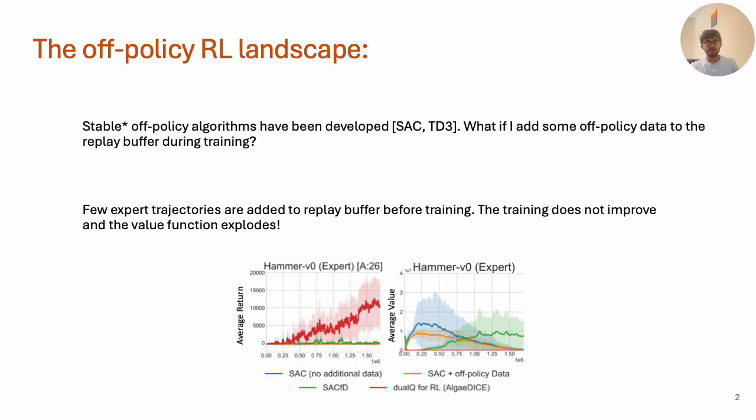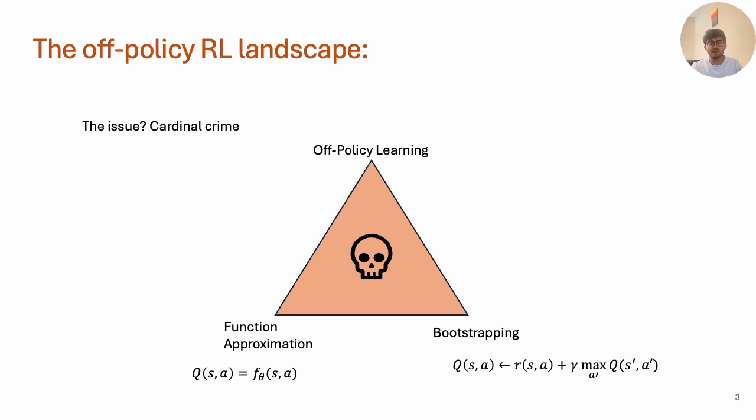Off-policy RL, despite its promises of handling arbitrary quality of data and learning a good policy, fails to make use of expert trajectories when they are added to the replay buffer. Instead, the value function explodes and becomes unstable. The heart of the issue lies in using off-policy RL in the deadly setup of function approximation plus bootstrapping, which can cause instability.